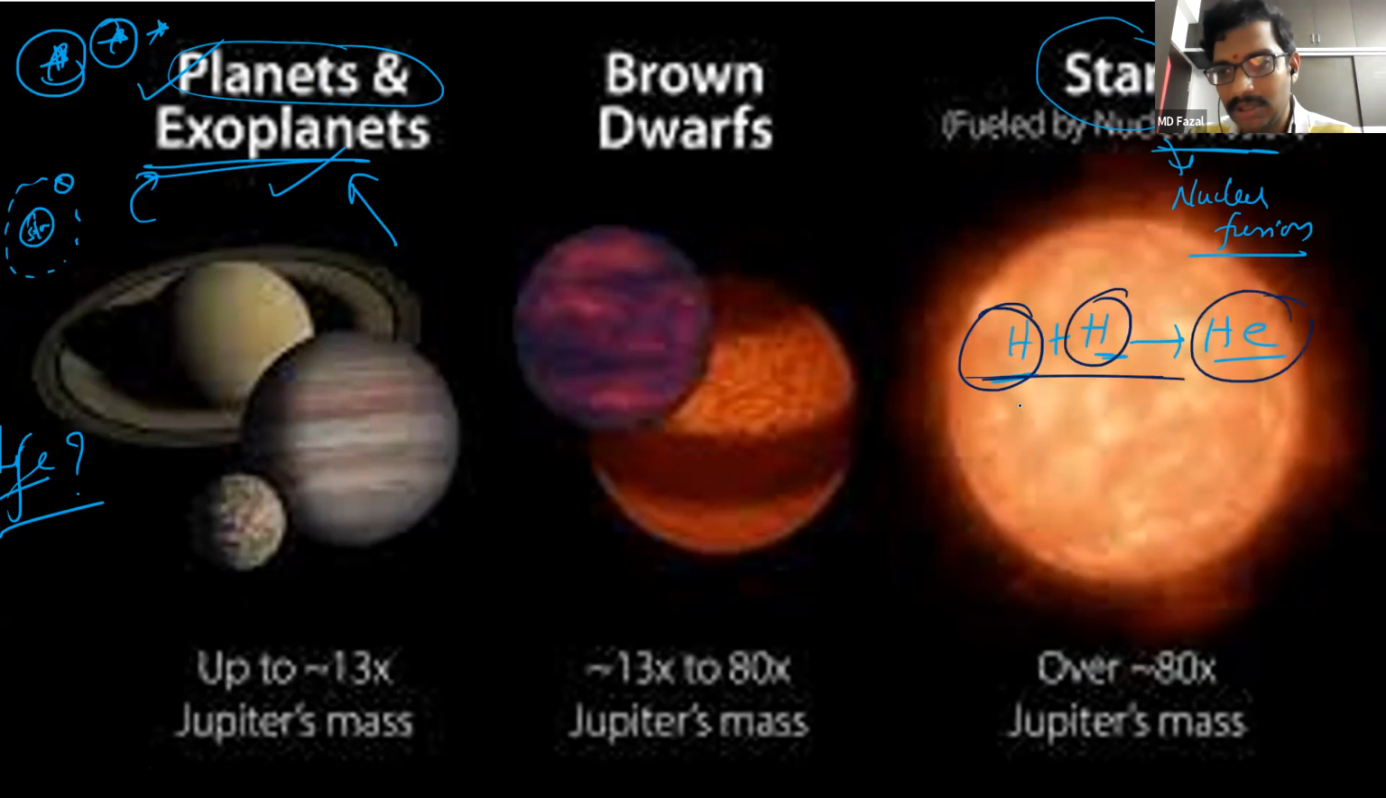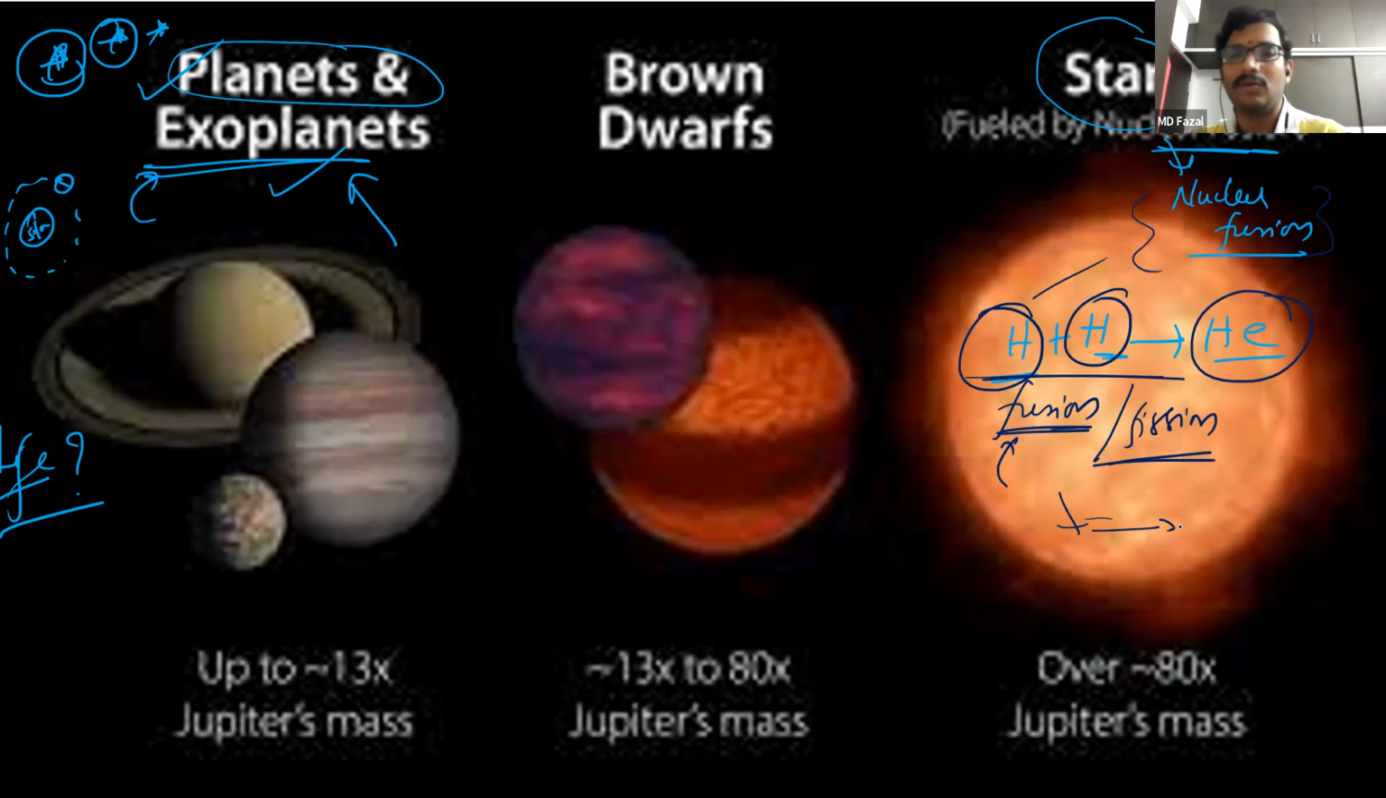This kind of reaction is called a fusion reaction, a nuclear fusion reaction. We will see them in detail. What is fusion? What is fission? We will see in detail in the energy class. Every star is made up of this fusion reaction only. If this fuel is over, the star will go through various stages: black hole, supernova, and all those things.